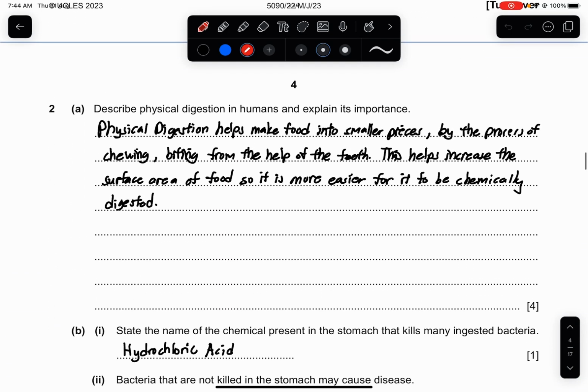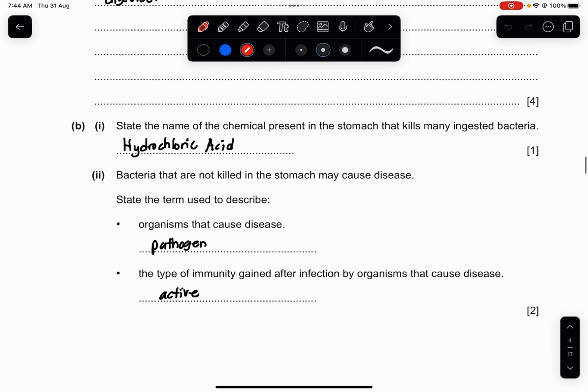Question 2. Describe physical digestion in humans and explain its importance. So physical digestion helps to make food into smaller pieces by the process of chewing, biting, or you can say grinding from the help of the teeth. This helps increase the surface area of the food, so it is easier for it to be chemically digested in the stomach.